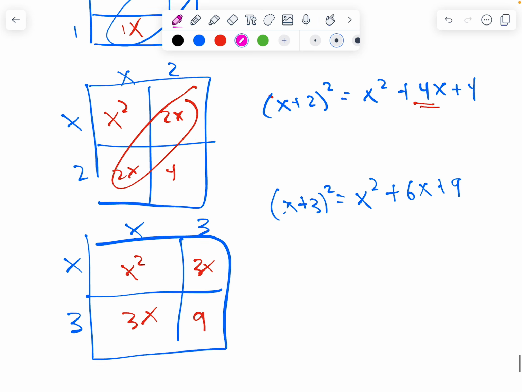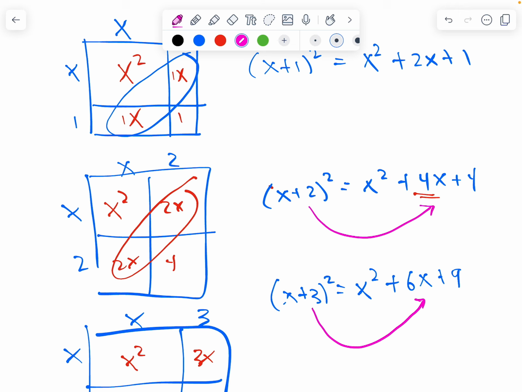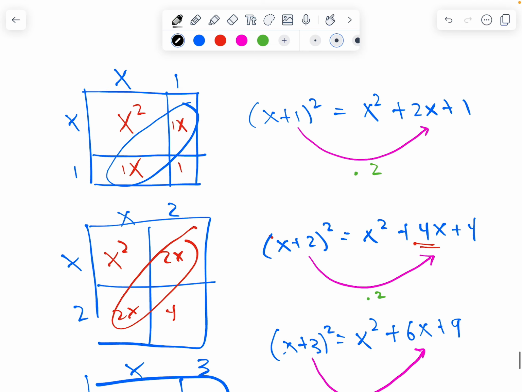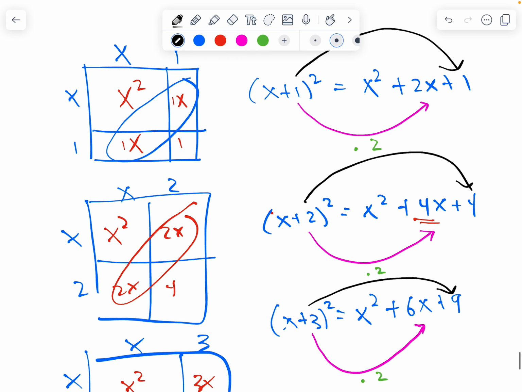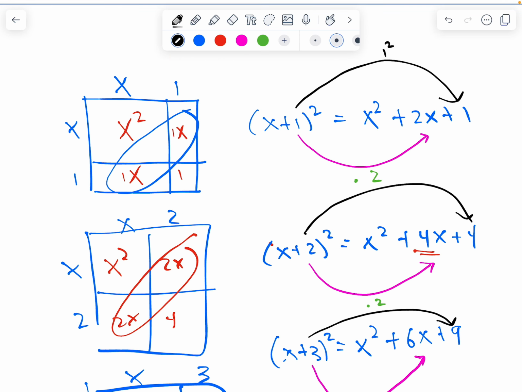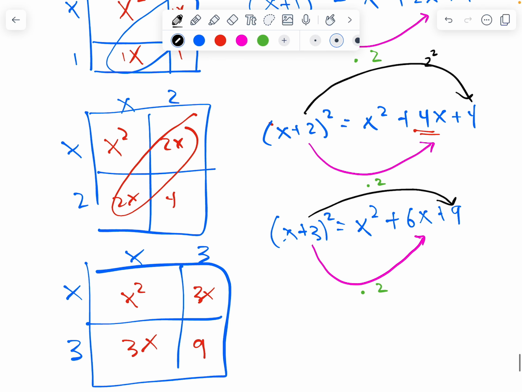The first pattern I want to look at is how do we get from 3 to 6? How do we get from 2 to 4? How do we get from 1 to 2? And you're probably thinking already, this is just multiply by 2. And you're right, multiply by 2, multiply by 2. Now, how do you get from 1 to 1, or 2 to 4, or 3 to 9? And you're probably thinking 1 squared is 1, 2 squared is 4, and 3 squared is 9.